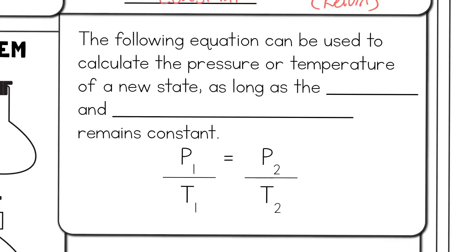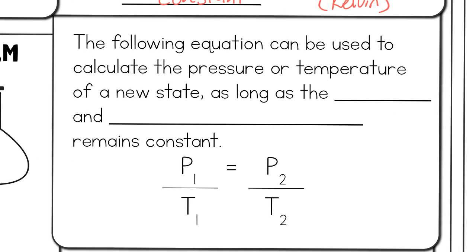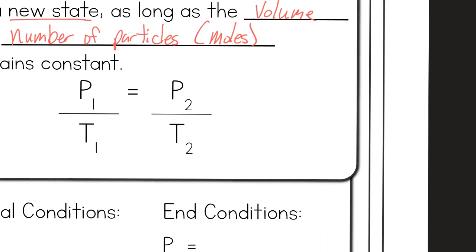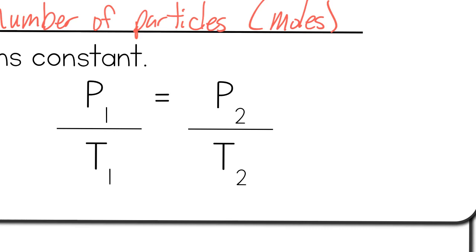It says the following equation can be used to calculate the pressure or temperature of a new state. Remember, this is going to be something where we've got a change taking place, as long as the volume and the number of particles, let's write the word number, which is also known as moles, remains constant.